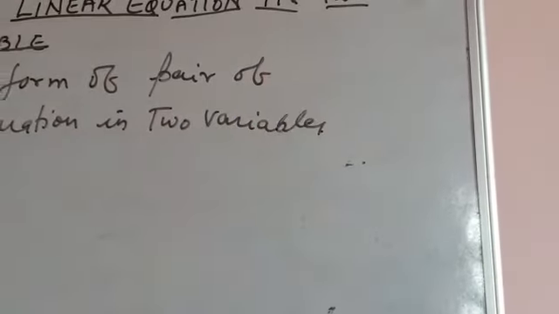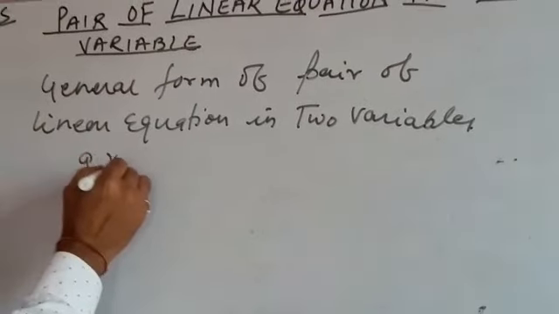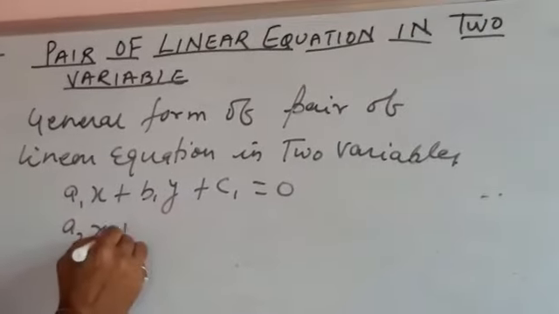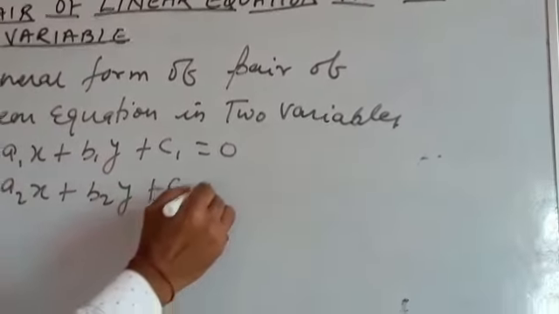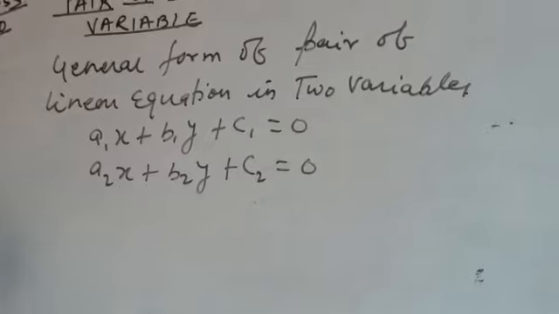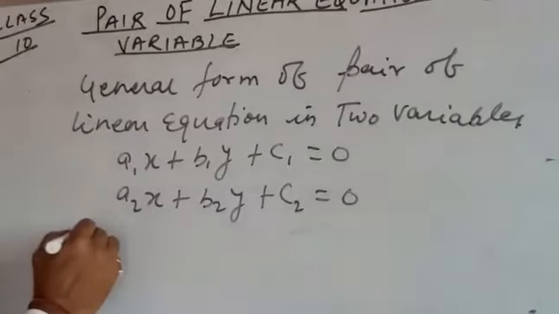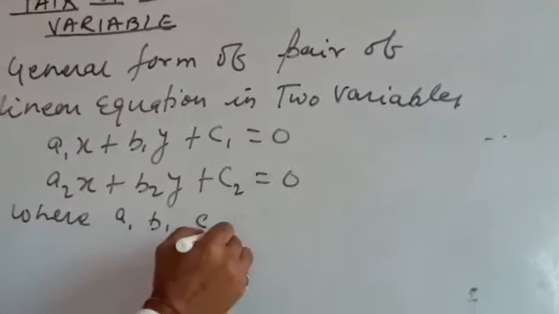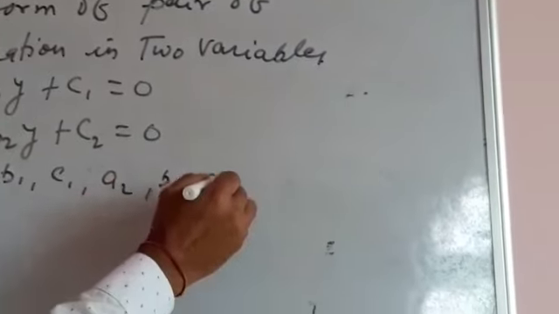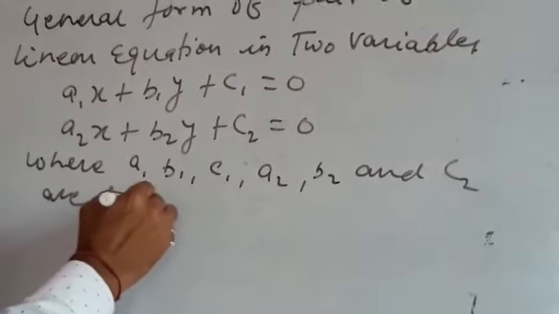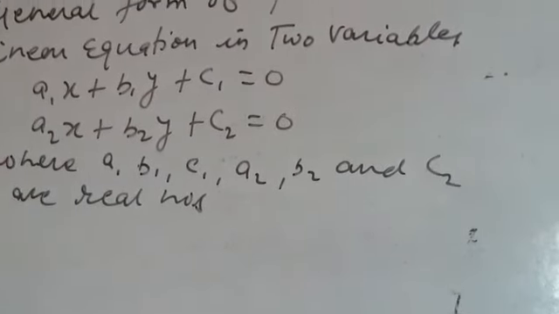You need to understand the general form. So what is the general form? This is a1x plus b1y plus c1 is equal to 0, a2x plus b2y plus c2 is equal to 0. This is the general form. This is the conventional definition, where a1, b1, c1, a2, b2 and c2, what are they? They are real numbers.